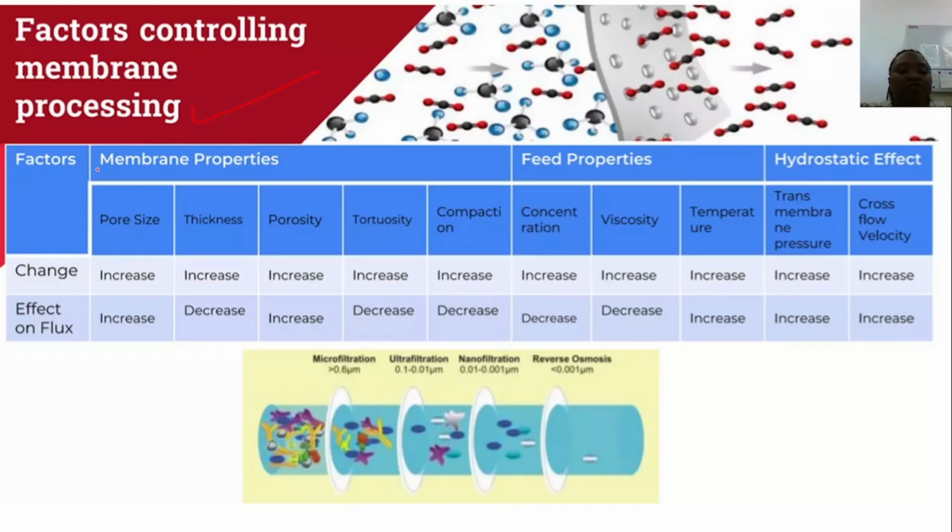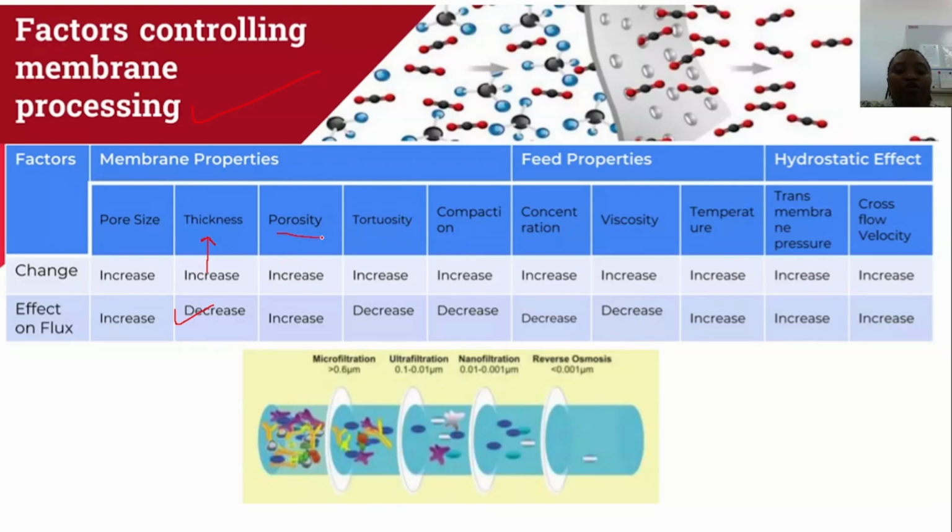Yeah. So for example, here we have membrane properties, feed properties, and hydrostatic effect affecting this processing. So we look at the various factors against the membrane, against the feed, and against the hydrostatic effect. If you change the pore size of a membrane, by increasing it, you increase the flux, or the allowance of that membrane to pass substances across. If you increase the thickness of the membrane, you decrease the flux.